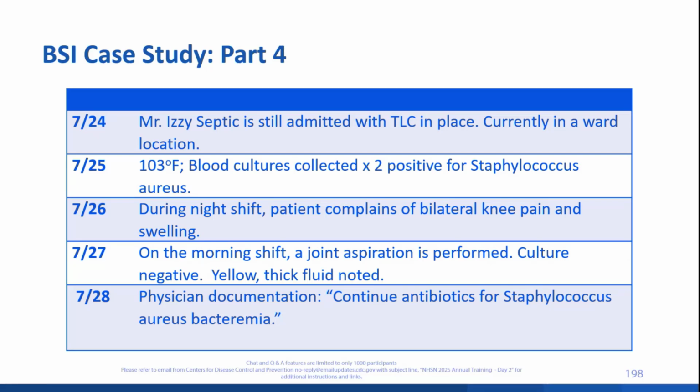On 7/26, during the night shift, the patient complains of bilateral knee pain and swelling. On 7/27, on the morning shift, a joint aspiration is performed. The culture is negative. However, the fluid is documented as yellow thick. On 7/28, there is physician documentation of continuing antibiotics for Staphylococcus aureus bacteremia.